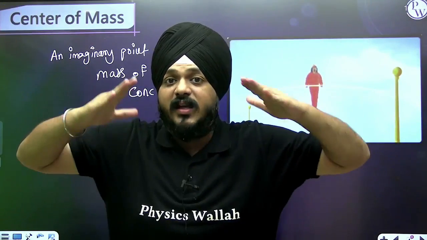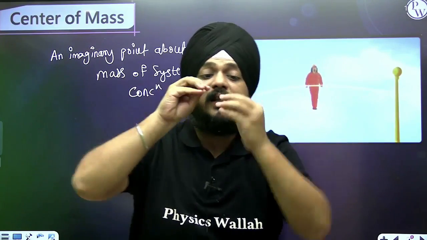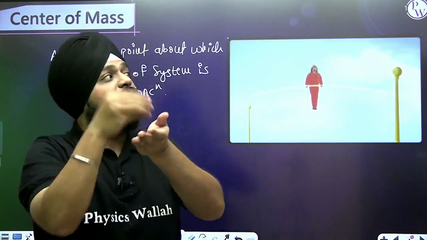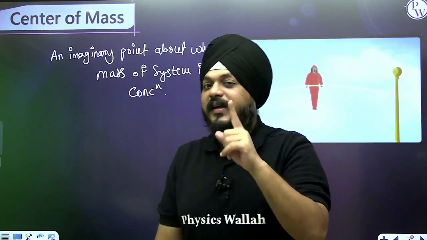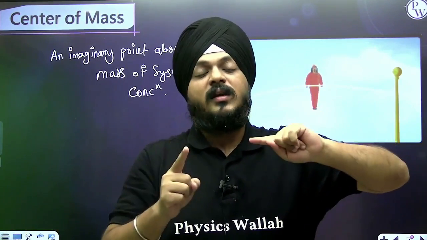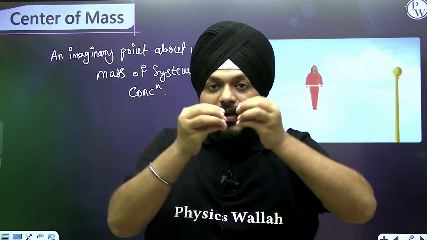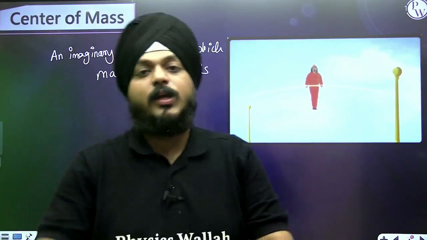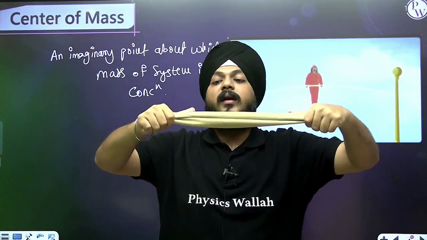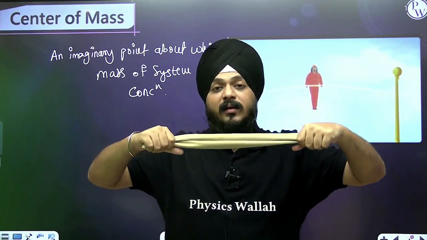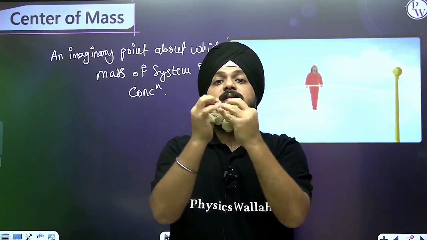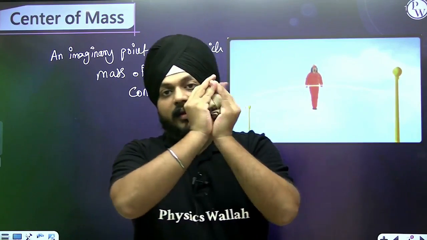In another sense, if you want to understand, it is the point from which mass is equally distributed in all directions. This is not a technical definition, but is only for understanding purposes. The technical definition is that the mass of the entire system gets concentrated at a single point. That point can be here, here, at the mid, or anywhere. It can be inside the system or outside the system. Only the mass of the system is getting concentrated at the single point. This is the center of mass.